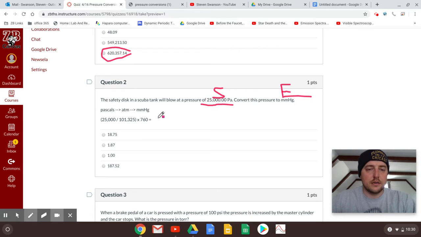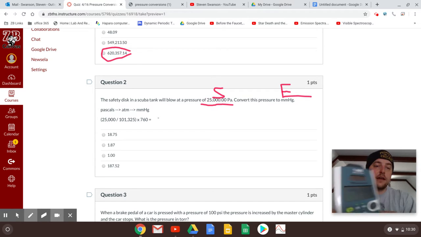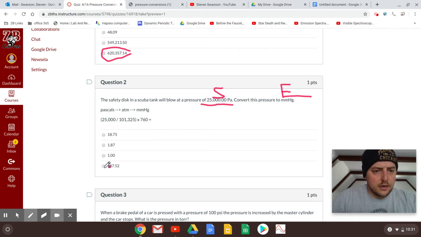If you plug that in, it's going to be 25,000 divided by 101,325 end parentheses times 760. You plug it in and you get 187.515, which would be 187.52.